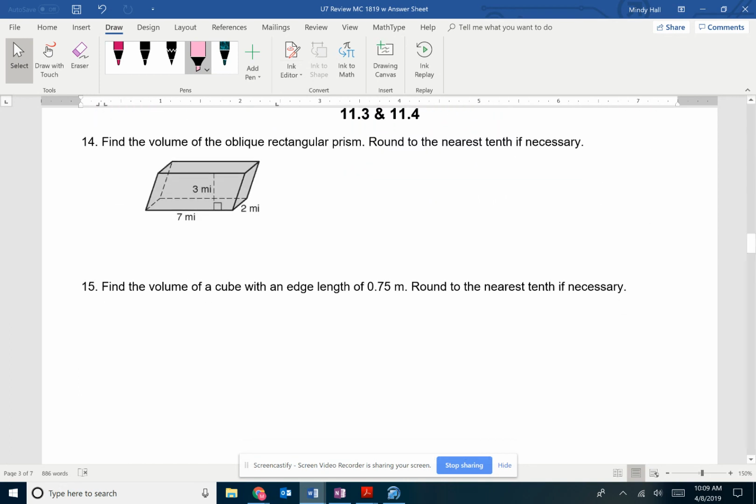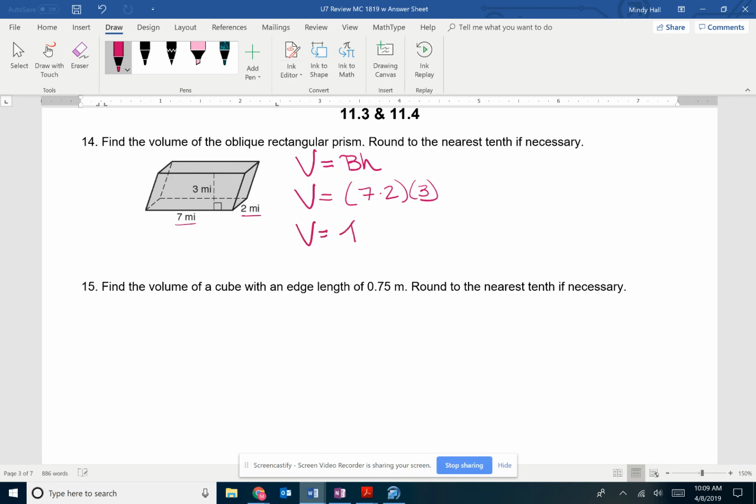For this oblique prism, remember your volume formula does not change even though it might be slanty. So this would be volume equals base area times height. My base area would be 7 and 2, so we'd have 7 times 2, and then our height is 3. So 7 times 2 is 14, times 3 is 42.